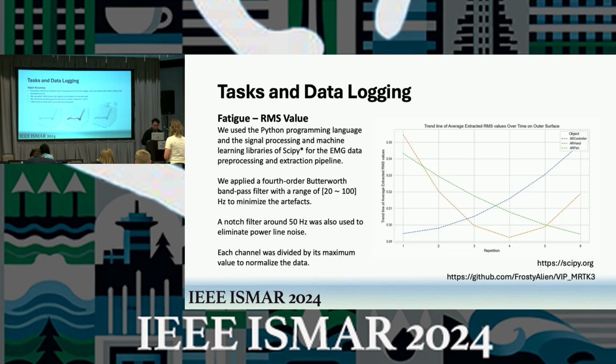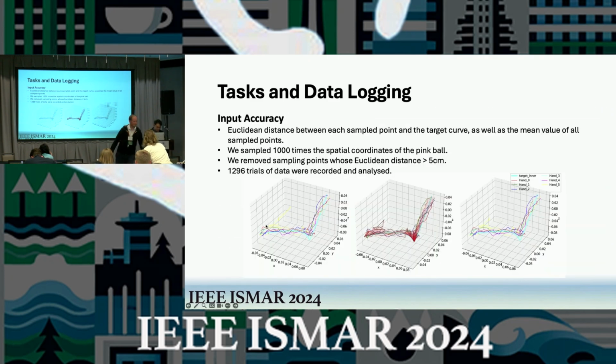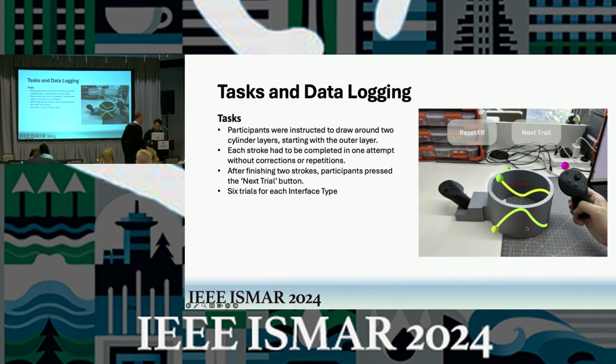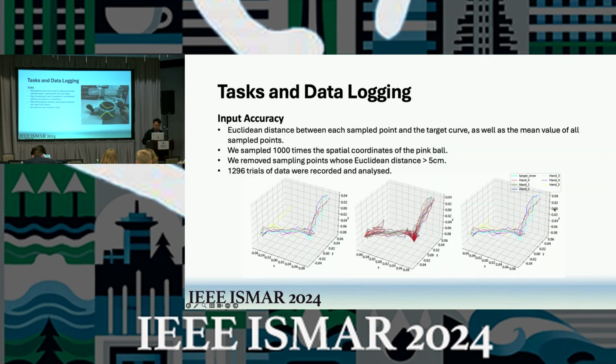Oh, so the accuracy is, as you can see from here, we use a mathematical formula to generate these curves, and we densely sample the spatial coordinates of the users' tips. Then we compare the equivalent distance between the sample point and the target curve. So then we calculate the mean of it. That's how we get the representation of the accuracy.